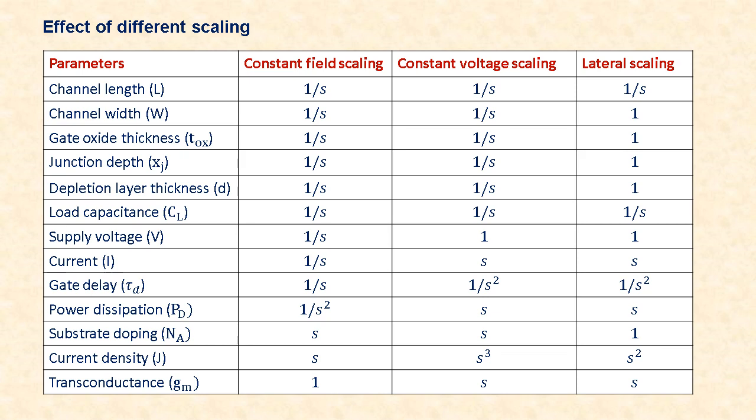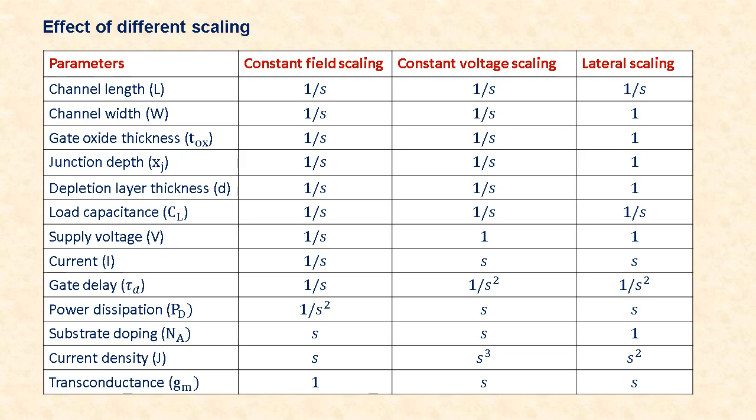If you see the constant field scaling, in this the channel length, width, gate oxide thickness, junction depth, depletion layer thickness, load capacitance, supply voltage, current and gate delay are all scaled by the factor 1/S. S is the scaling parameter. The power dissipation is scaled by 1/S², and substrate doping and current density are scaled by S, and transconductance gm is scaled by 1.